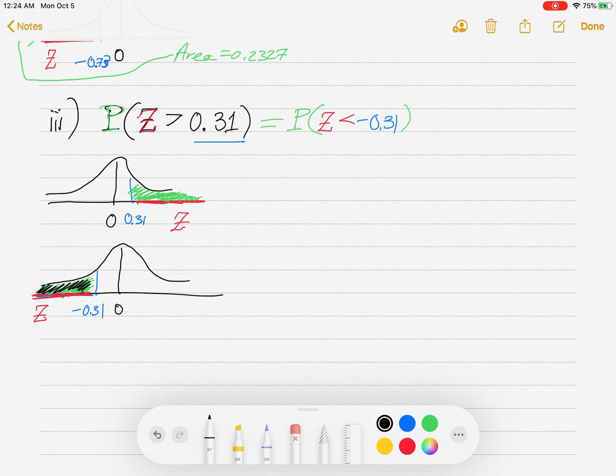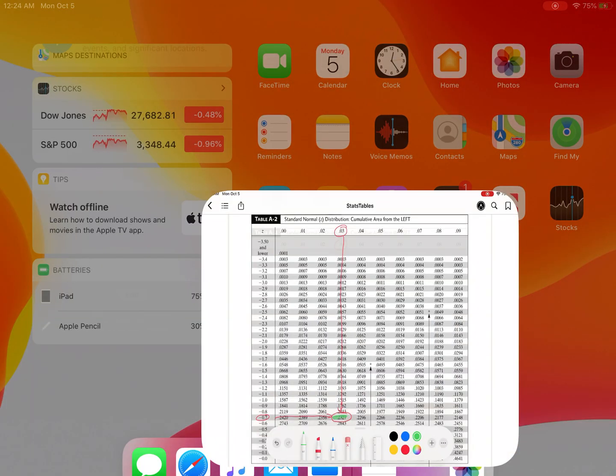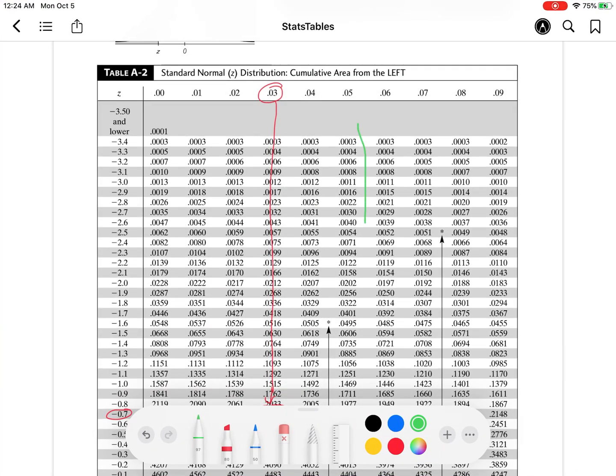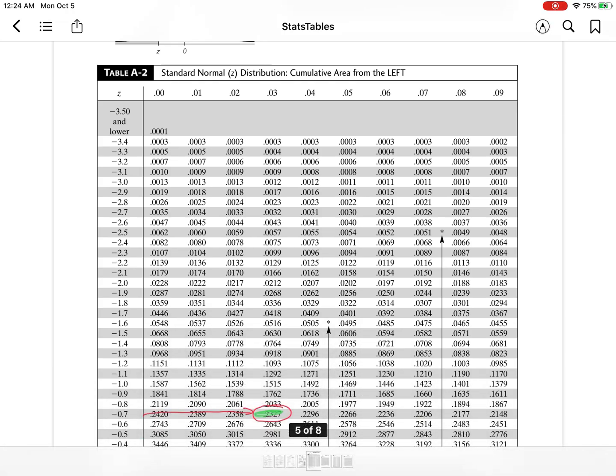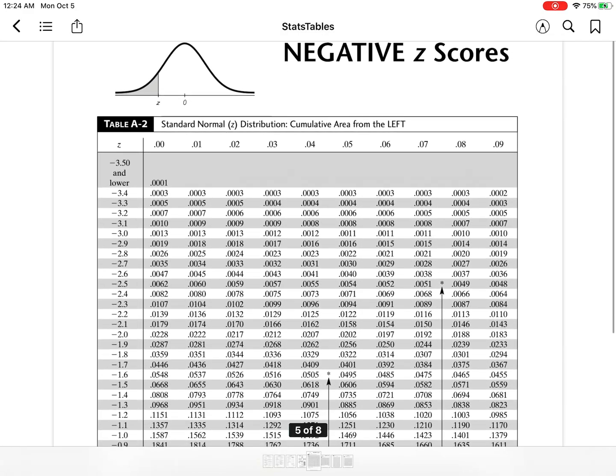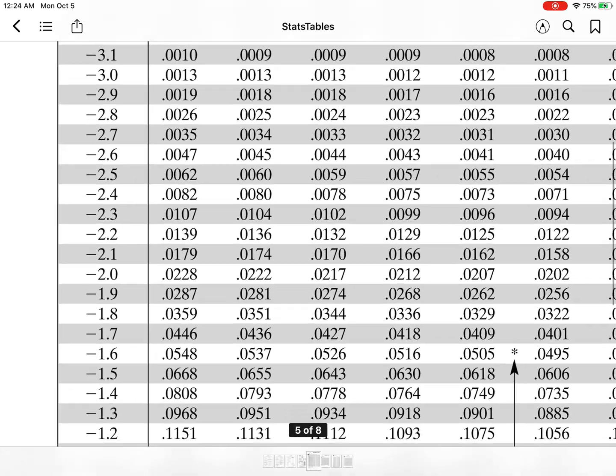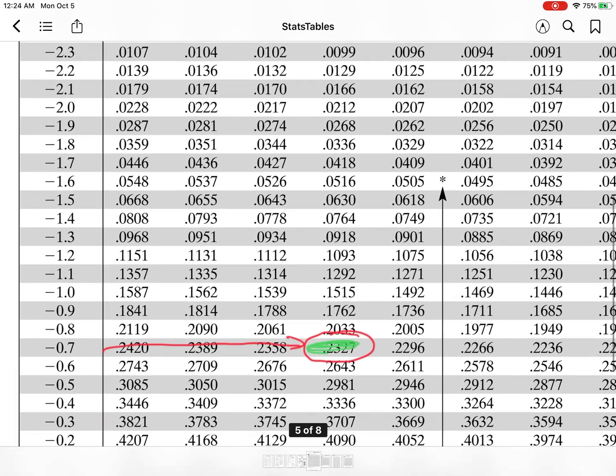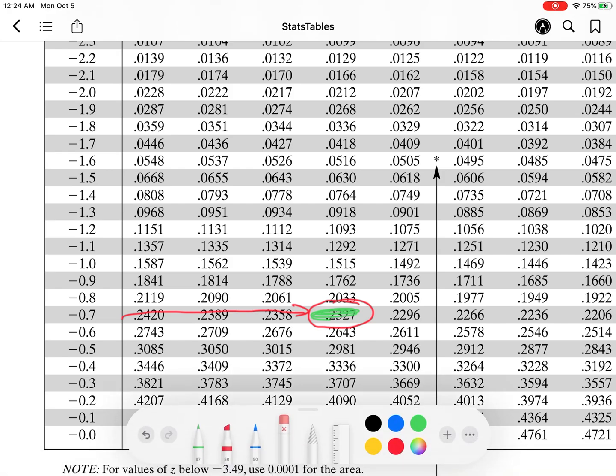So now all we have to do is look up negative 0.31, because in the second picture we're coming from the left tail, the left side. So look up the z-score negative 0.31 and you'll have your answer. Here I go, back to my table. Where's negative 0.31? Okay, negative z-scores, that's what we want, and we want to look up negative 0.31.